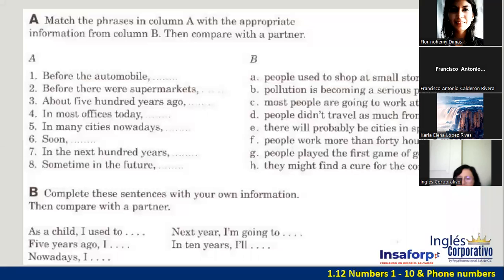As a child, I used to play jacks with my friends. Five years ago, I went to my mother's house in San Miguel City. Nowadays, I know how to use a computer and play games. Next year, I'm going to be working maybe in a call center. Okay. In 10 years, I'll have my new house. Excellent. Very good, Flor. Thank you so much. Francisco Antonio.